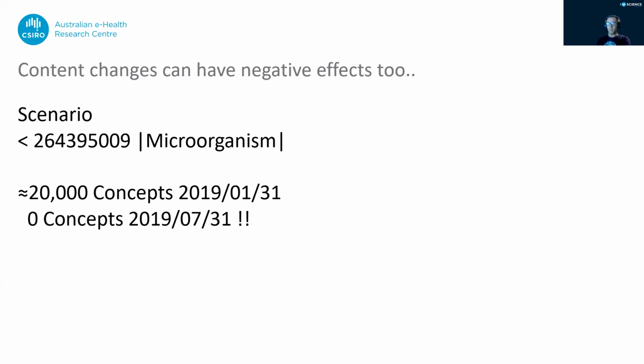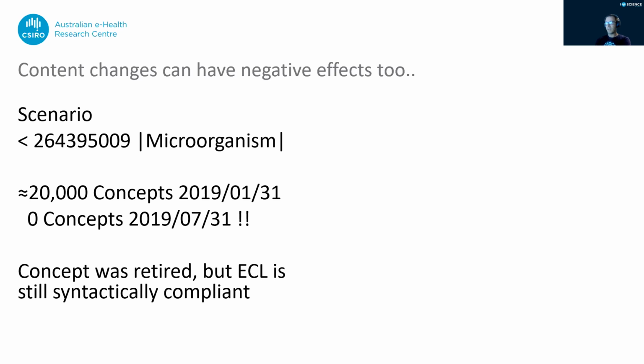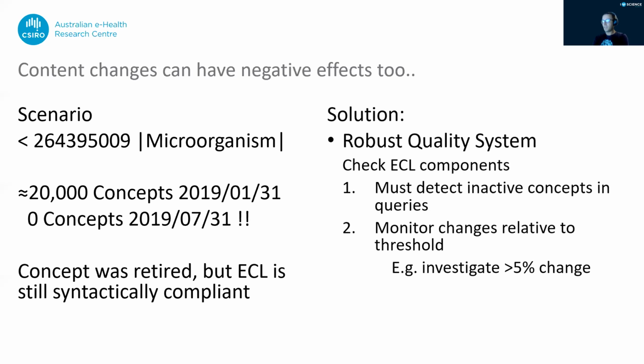So in retrospect, it's pretty obvious what went wrong, but this was early days, and we weren't really expecting it. The concept was retired. So in this case, it's an inactive concept, so it has no subtypes to return. But that's still completely valid ECL syntax, so none of the ECL parsers are going to throw up any errors for that. So how to get around this since? We implemented some robust, I'll say they're robust, but they can always be improved, quality systems. So at a minimum, you should be checking ECL components to make sure that all the components are active.